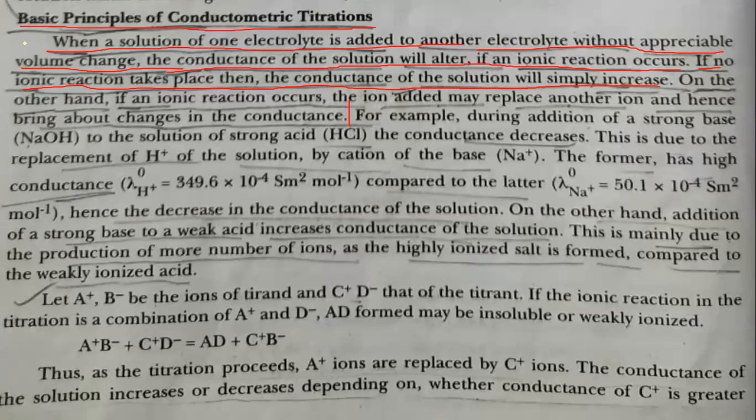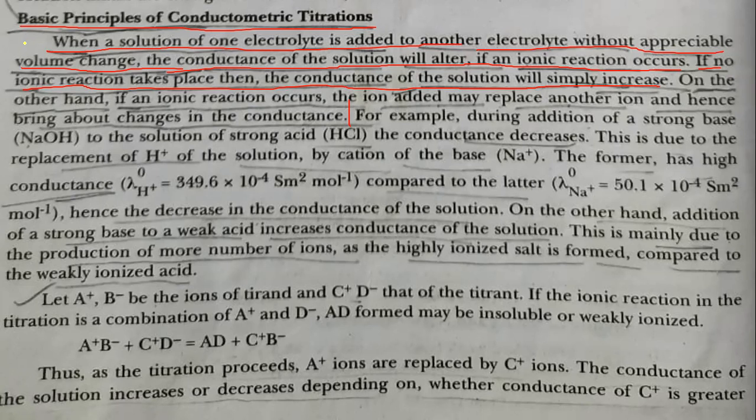The basic principle: when a solution of one electrolyte is added to the solution of another electrolyte, without changing much the volume of the other electrolyte, the conductance of the solution will alter if an ionic reaction occurs. If no ionic reaction takes place, then the conductance of the solution will simply increase.